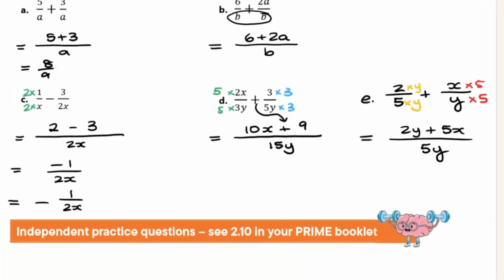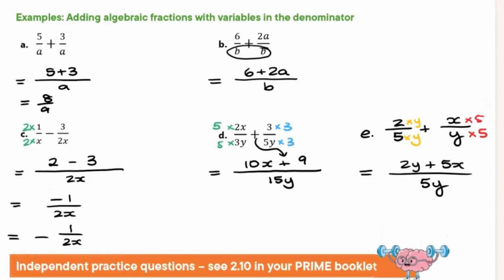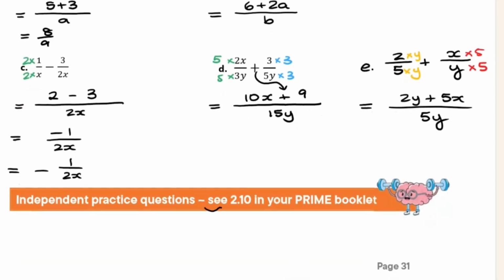Okay, so we've practiced adding algebraic fractions with a single term in the numerator. We've added some algebraic fractions that had 2 terms in the numerator, and we've talked about the fact that that works for multiple larger than 2, so 3, 4, 5, etc. We've now also added some algebraic fractions with values in the denominator. So now you can have a look at 2.10 in your prime booklet. Good luck.